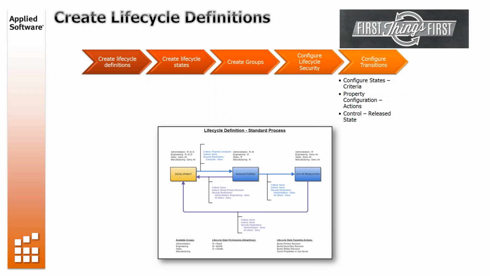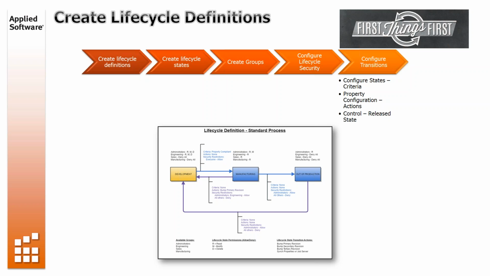There are several steps to fully configure a lifecycle definition. And you can see in the graphic here, there's a lifecycle definition graphic that I created called standard process. So the steps are defined above. First, you have to create the lifecycle definition and give it a name such as standard process like we see here. We also then define the lifecycle states. And these are the transitions that the files will go through in their lifetime. And you can see we've got a lifecycle state of development, then one of manufacturing, and then out of production in this example.